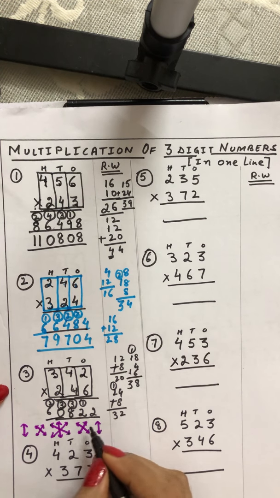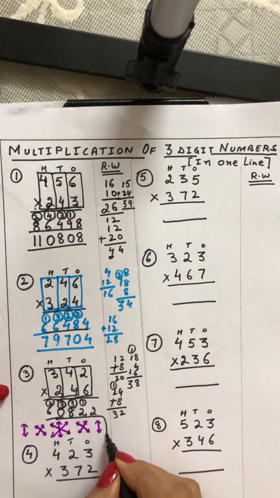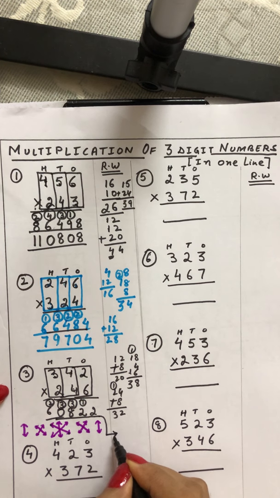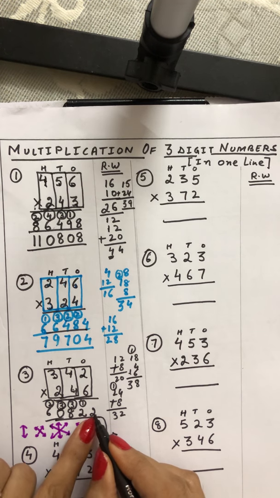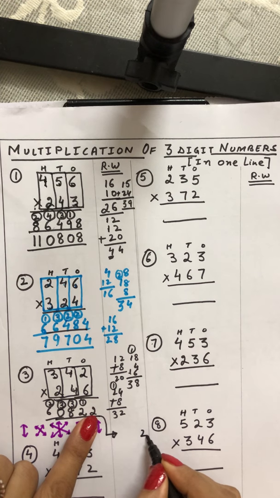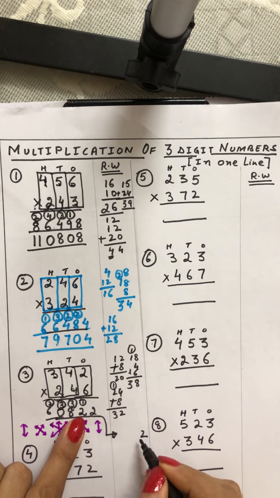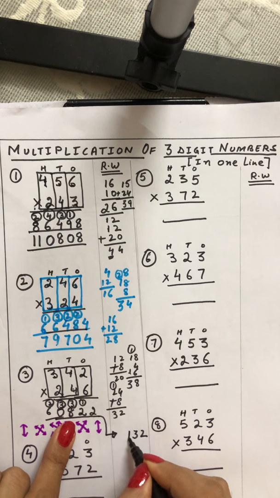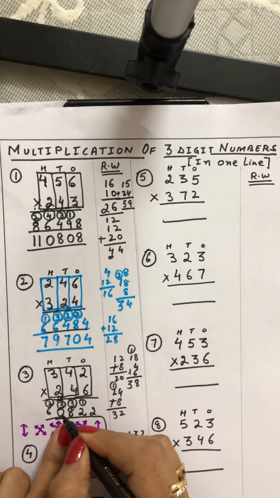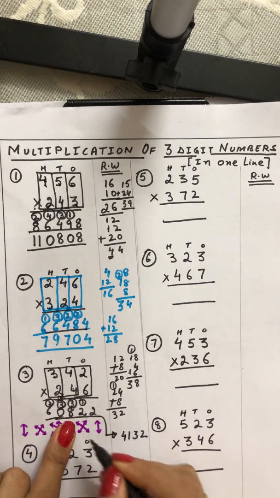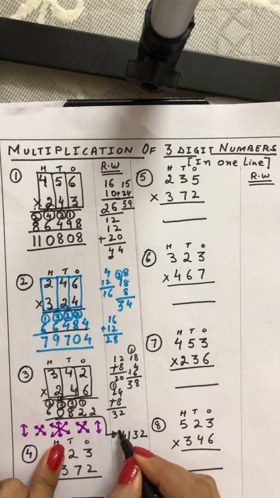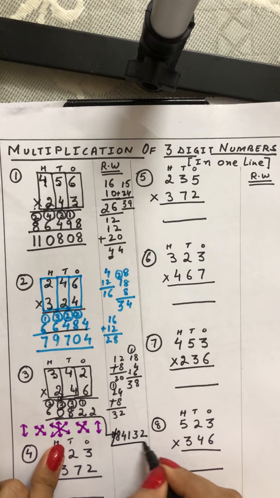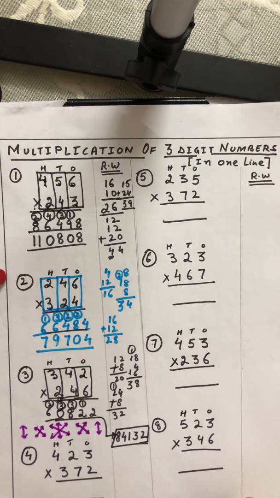And the answer to this question will be, I am running short of space here, so I am putting my answer here. This is 2, then this is 2 plus 1, 3, then this is 8 plus 3, 11, which is 1, carried over 1, 3 plus 1 is 4 and 6 plus 2 is 8. So my answer is 84132. I hope you are understanding.